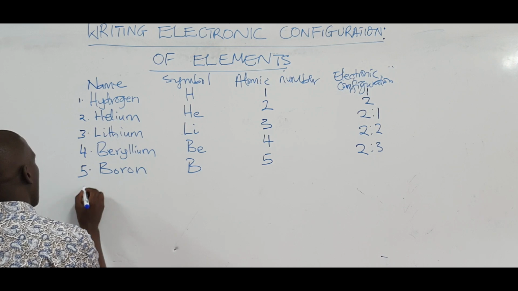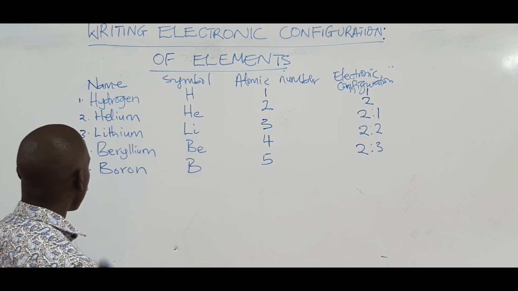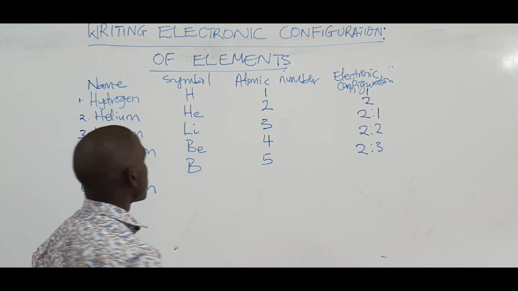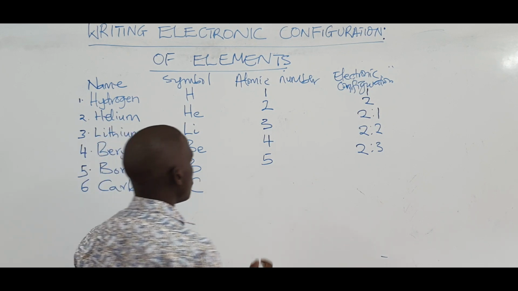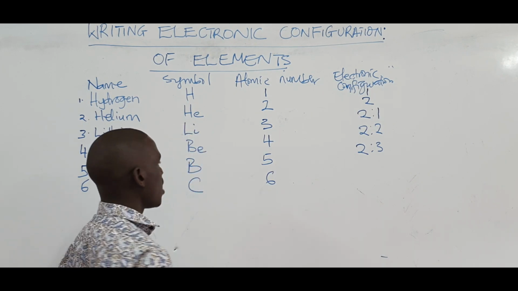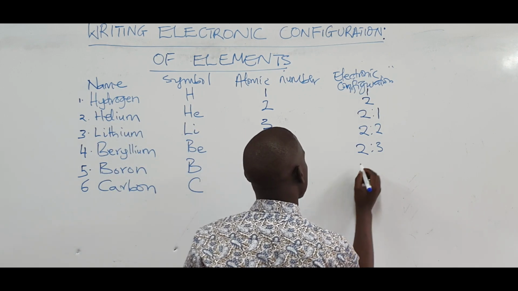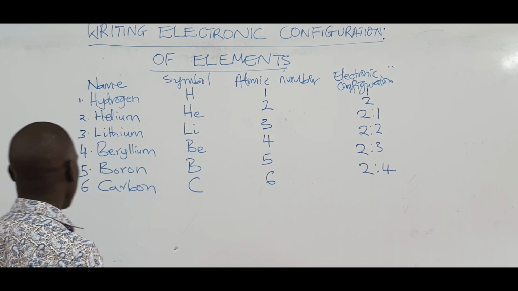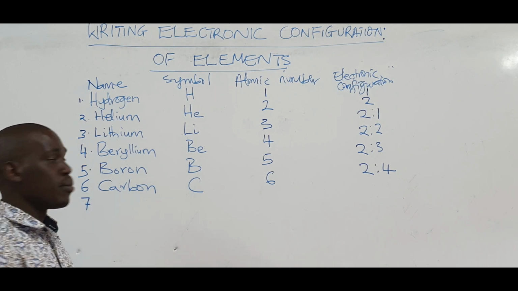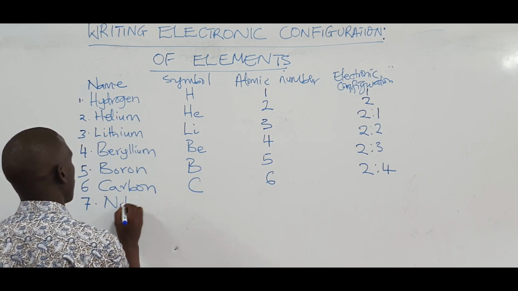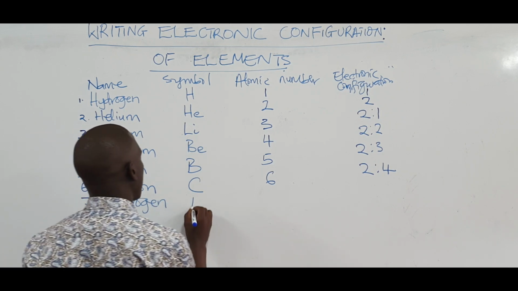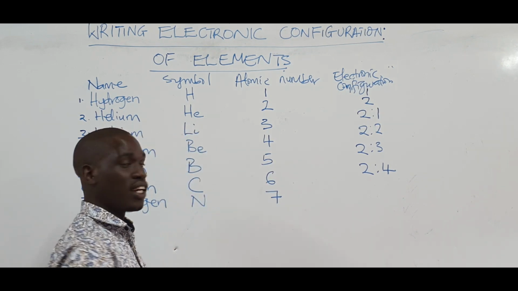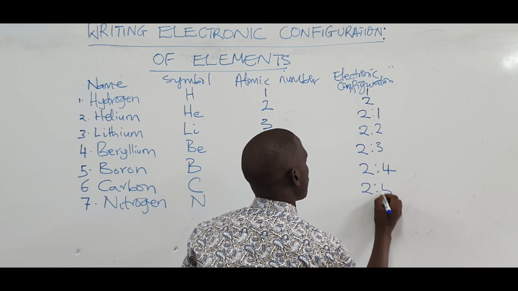The next element we have is carbon. The symbol is capital C. Atomic number is 6. Then we have electronic configuration of 2, 4. That is carbon. The seventh element is nitrogen. Symbol is capital N. The atomic number is 7. Electronic configuration is 2, 5.